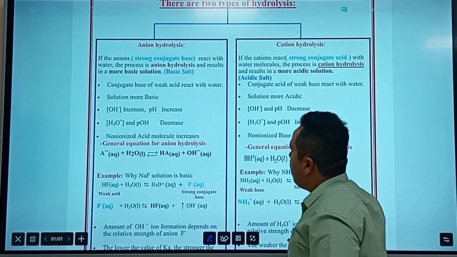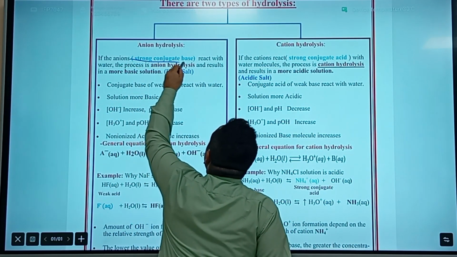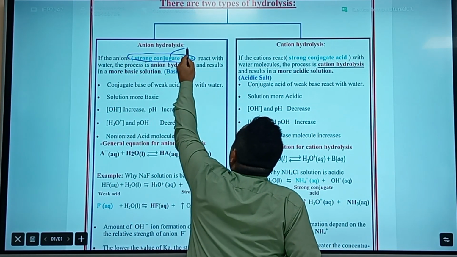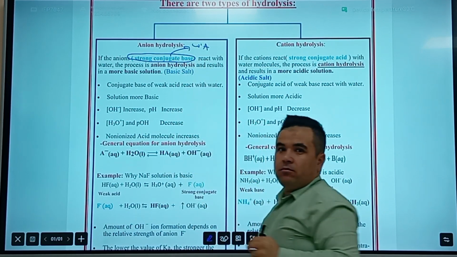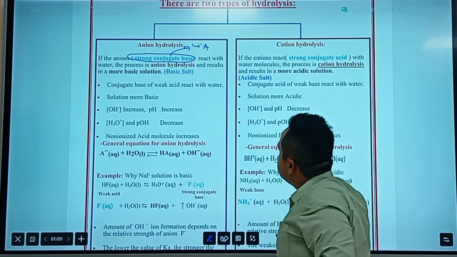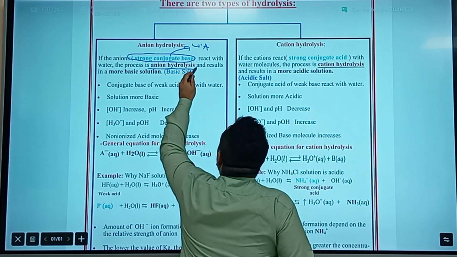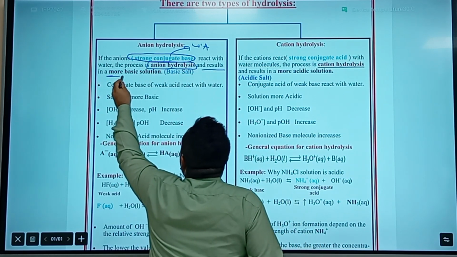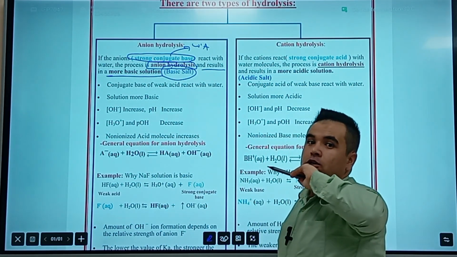Let us talk in detail. If the anions are strong conjugate bases, obtained from what? From weak acids. They react with water, the process is anion hydrolysis, and it results in a more basic solution and will produce a basic salt.